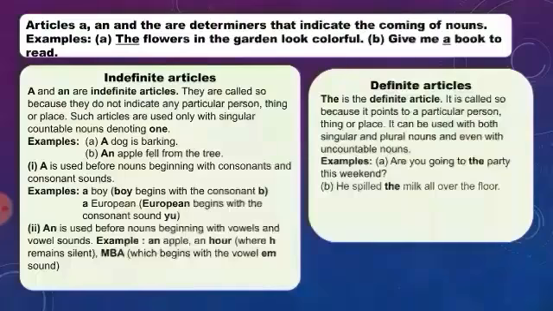Definite articles. The is the definite article. It is called so because it points to a particular person, thing or place. It can be used with both singular and plural nouns and even with uncountable nouns. So the article that is used for a particular person or thing is used with countable and uncountable nouns, and with singular nouns and plural nouns also.